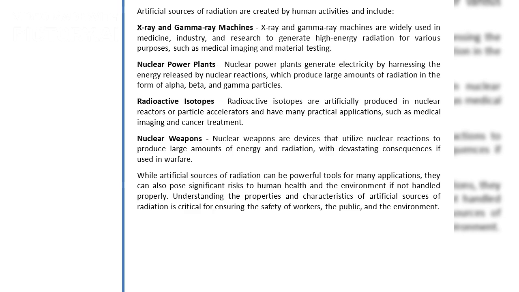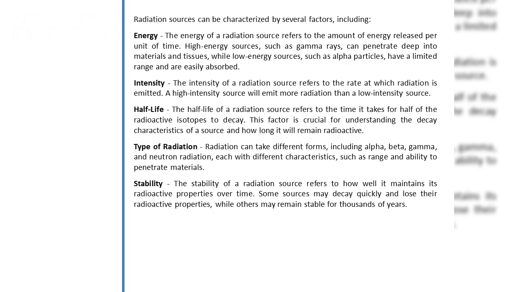While artificial sources of radiation can be powerful tools for many applications, they can also pose significant risks to human health and the environment if not handled properly. Understanding the properties and characteristics of artificial sources of radiation is critical for ensuring the safety of workers, the public, and the environment. Radiation sources can be characterized by several factors, including energy, intensity, half-life, type of radiation, and stability.